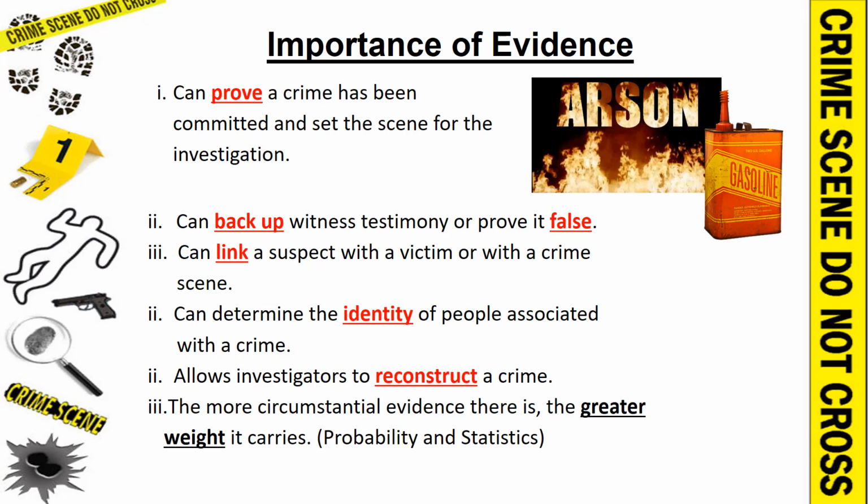We can use evidence to help determine the identity of people associated with the crime. This would be the suspect. This could also be a victim. If we have, unfortunately, a deceased individual with no identification, we can use evidence like their fingerprints and their DNA and their dental records to help identify them. The use of evidence forming those connections can tell a story, and it can allow us to help reconstruct the crime so we know what happened. And then again, the more evidence there is, the greater the weight is. It's harder to dispute.